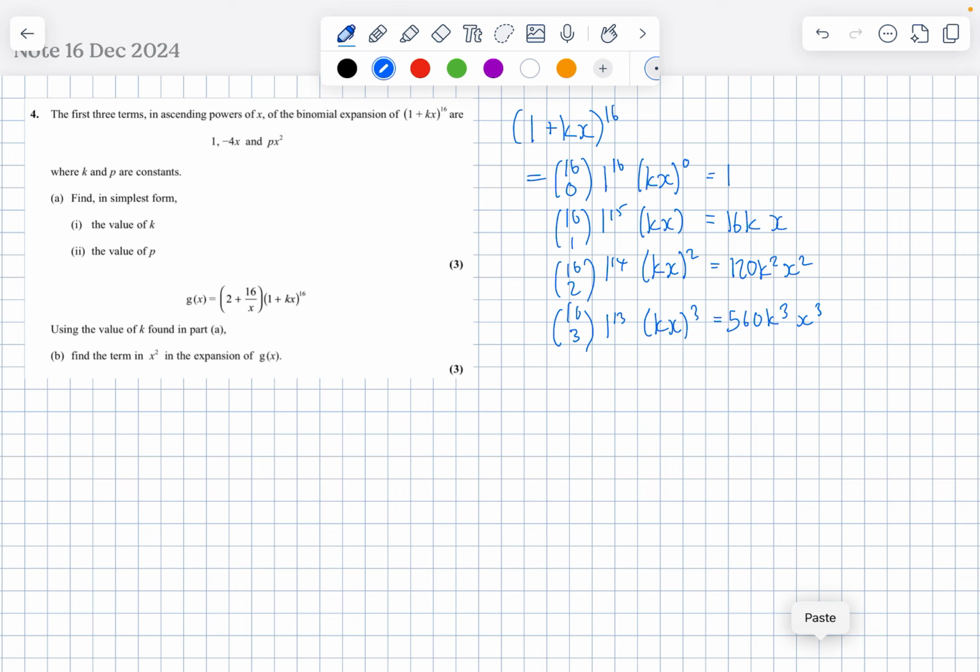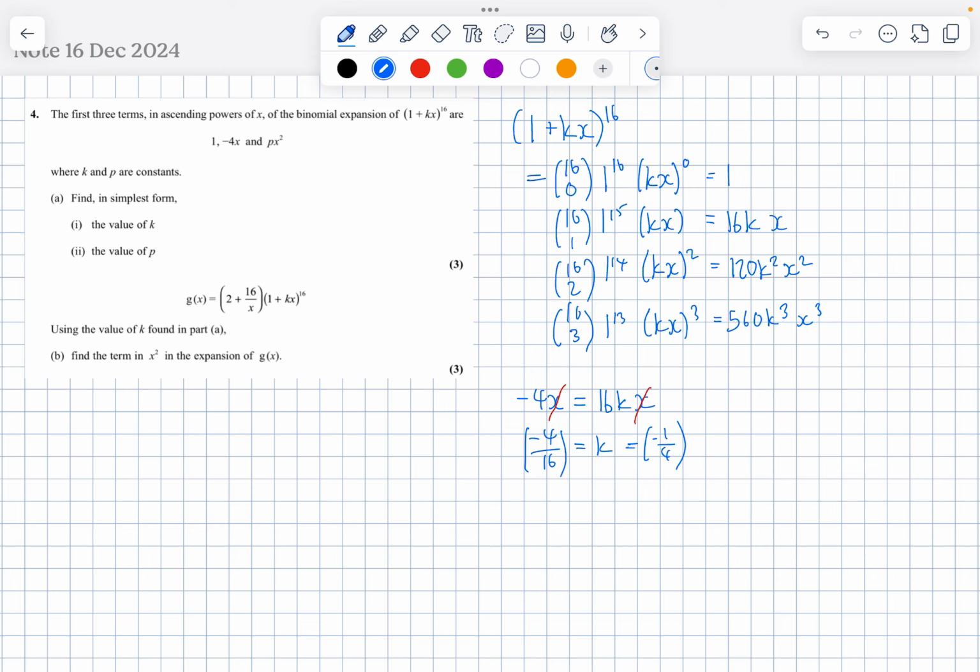So that means that our first term, 1, is just 1. For the second term, minus 4x is equal to 16kx. So if we divide both sides by x, then that means that k is minus 4 over 16, which means that k is minus 1 over 4 in its simplest form.